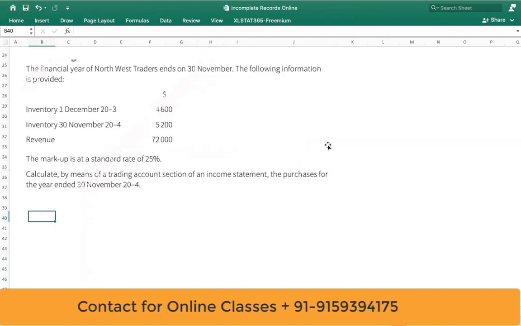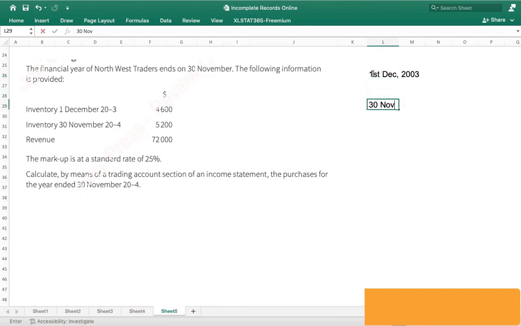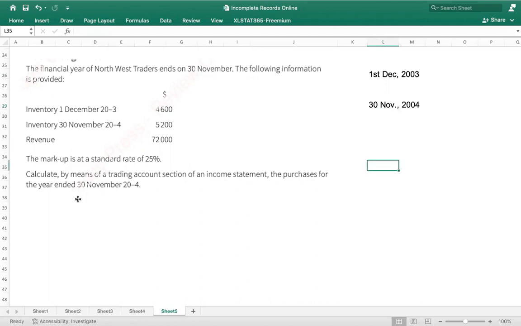So what is the beginning date? The beginning date is 1st December 2003, right? And the last date is 30th November 2004, isn't it? Now in this question, what is missing? Purchases is missing. We don't know the amount of purchases, isn't it?